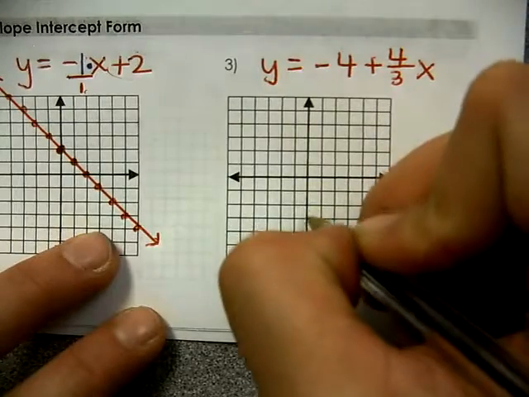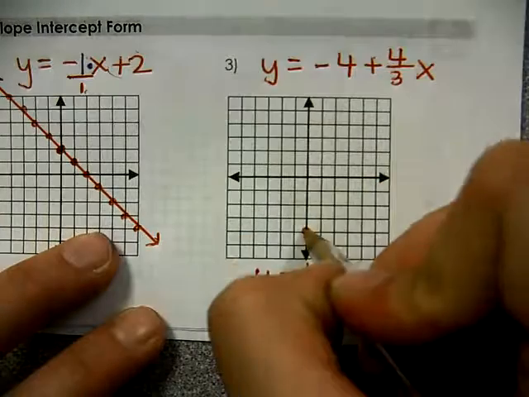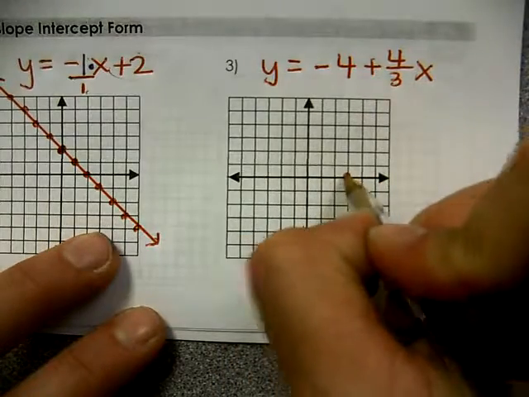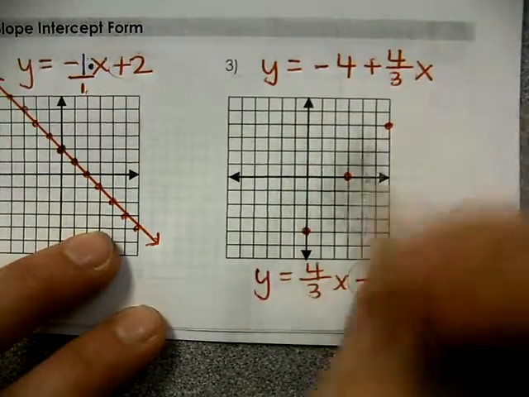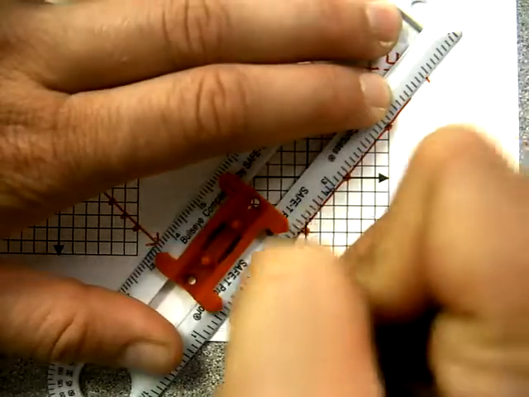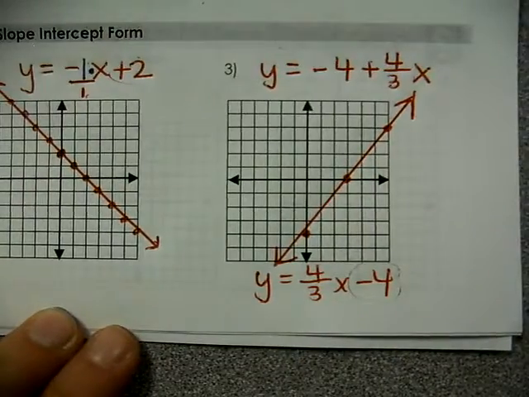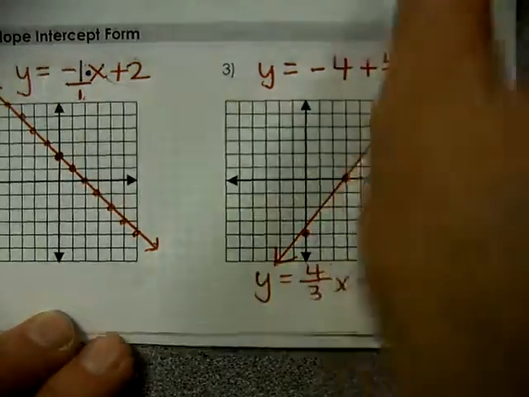I've translated down 4 units from the parent function, and I use my slope of 4/3, rise 4 and run 3, rise 4 and run 3. And when I graph this, I see that my line is increasing, which is good because my slope is positive. All right, let's turn to the back.